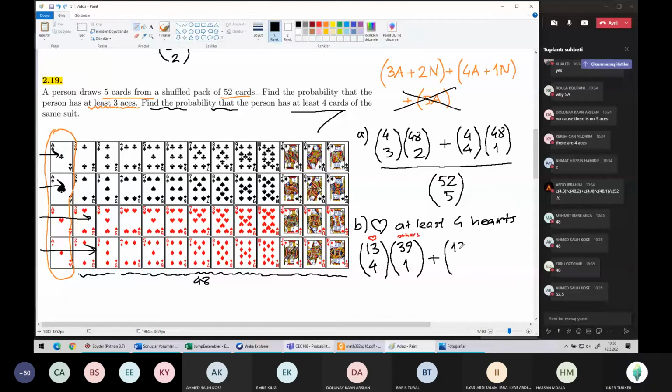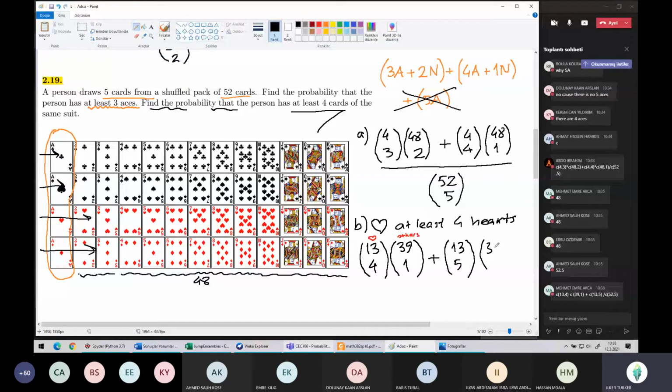13 choose 5, and 0 from 39. We don't have to write it. Over the sample space. Yes, this solution is for only hearts.